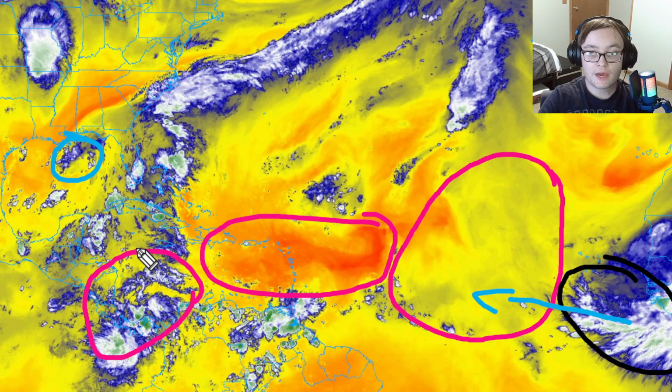Another thing to note is we have a broad tropical wave in Central America that is generally moving very slowly to the west-northwest. That may go up into the Gulf and may also split off into the Eastern Pacific.